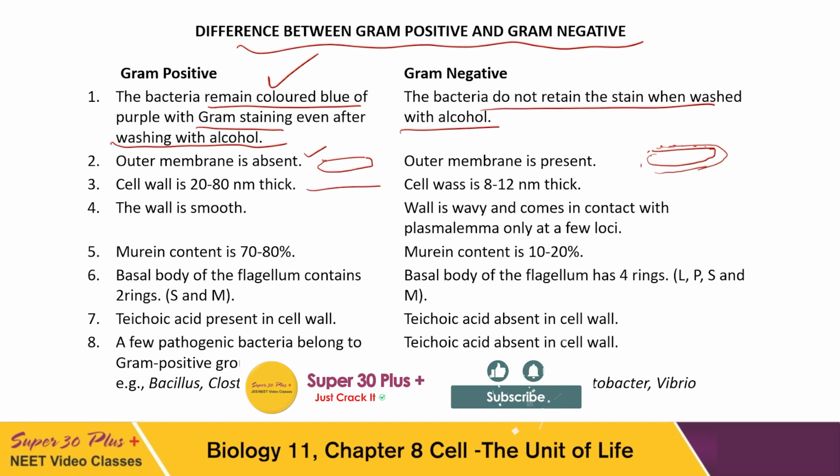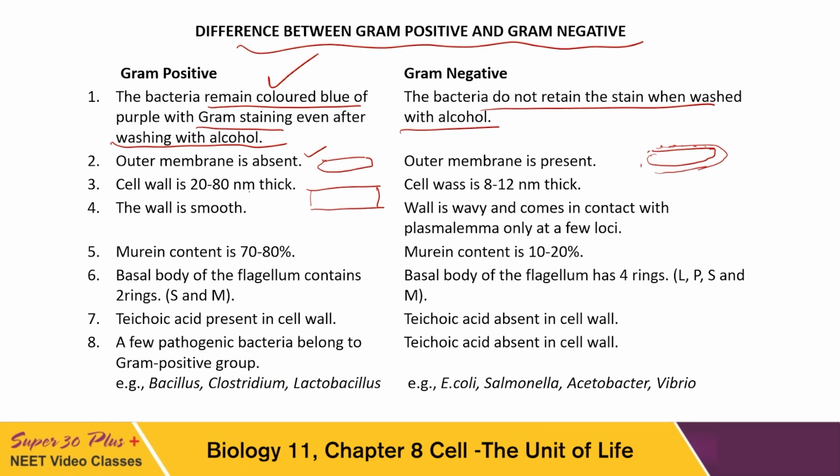Cell wall is thick. If I make the cell wall of this bacteria, it is thicker, it may be 20 to 80 nanometer thick, while here the cell wall is comparatively thinner, about 8 to 12 nanometer. An important point here is that the cell wall is thin, but even then it has two layers, outer layer and inner layer, but here such layers are absent. Cell wall is smooth, while here the wall is wavy and comes in contact with the plasma membrane at many places.